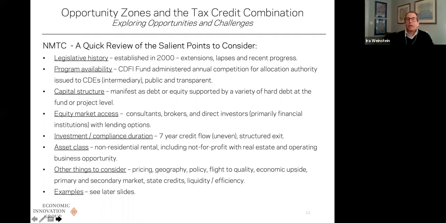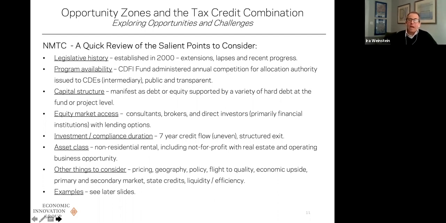In this market, there are a lot of consultants and brokers that are helping to facilitate transaction activity. So they are good sources of information and opportunity. There are also direct investors, and oftentimes, just because of the public information, those investors have CDE relationships, and transactions are happening pretty organically.